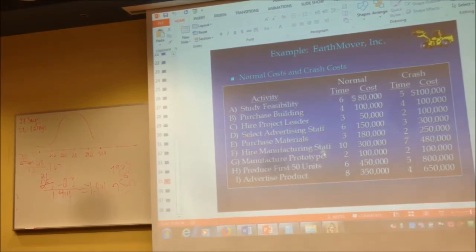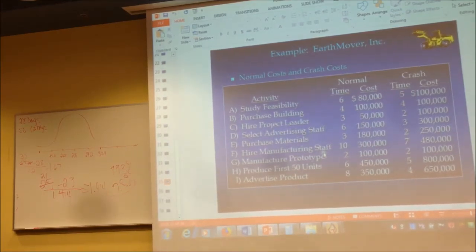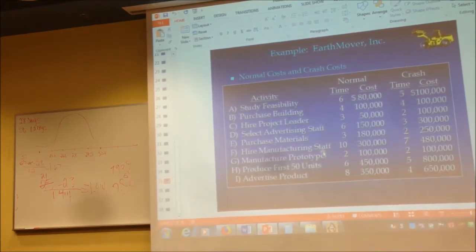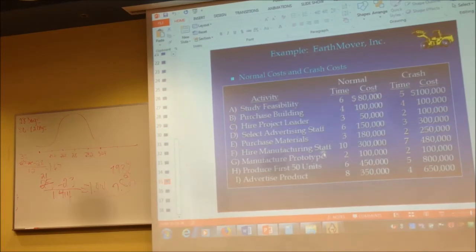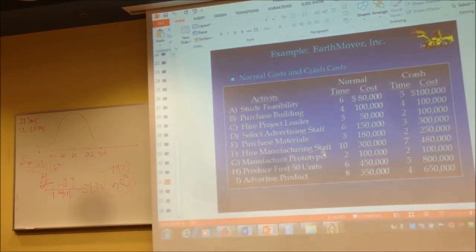And here's your information. Select advertising staff. You can cut literally 3 weeks off this project, and for an additional cost of $150,000, to take 3 more periods off of that activity. And so on. Here's a 1, here's a 3, here's another 0, can't be done on manufacturing prototype. Here's a 1, here's a big 4. And you get your total amount of money. And then you have this column. This is the major column. And this is per 1 unit of time.